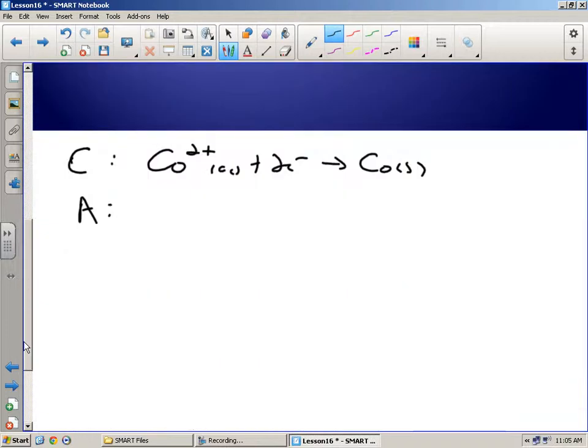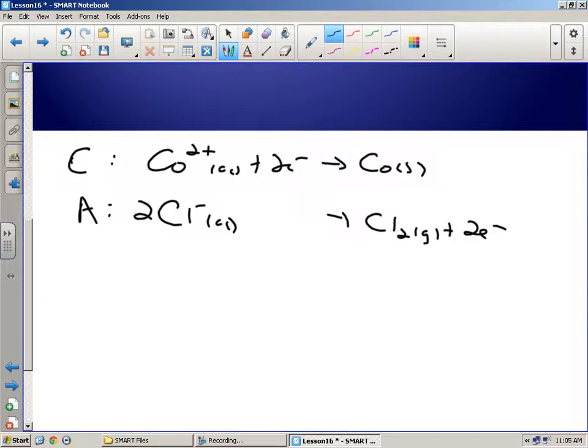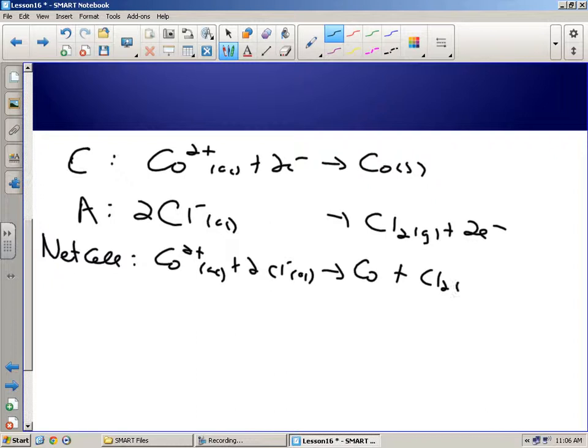So, chloride, Cl minus, and actually, sorry, 2 Cl minus, then Cl2 gas and 2 electrons. And then you could just add those two up, of course. So net cell reaction here: cobalt 2 plus and 2 chlorides gives me cobalt and chlorine. That'll be a gas there, and a solid. Okay, and that should be balanced, I think.